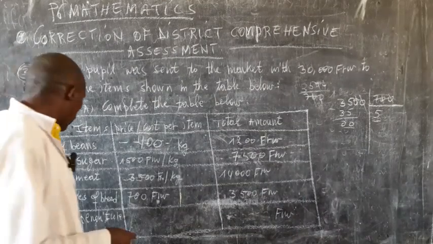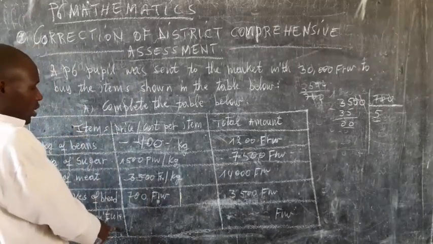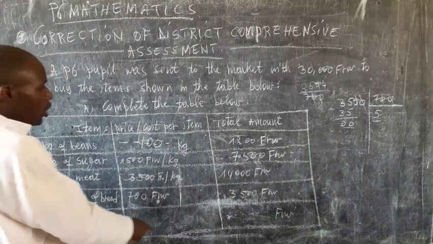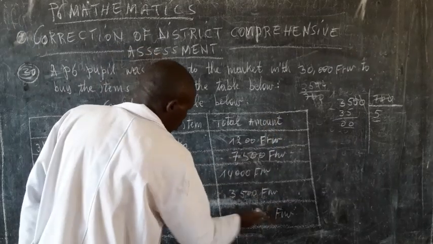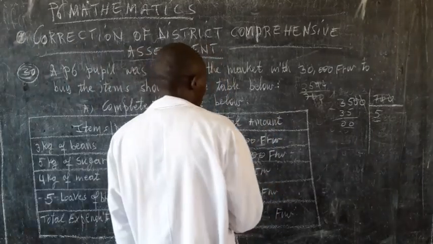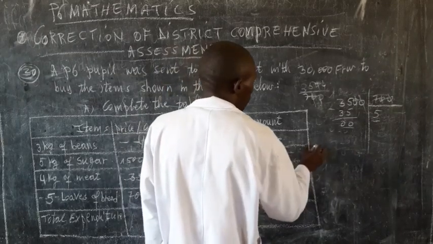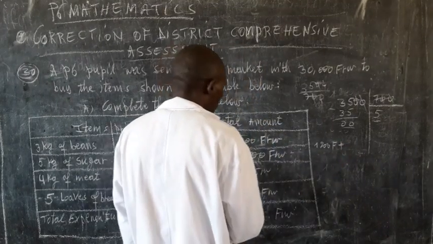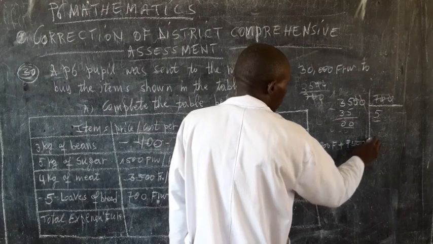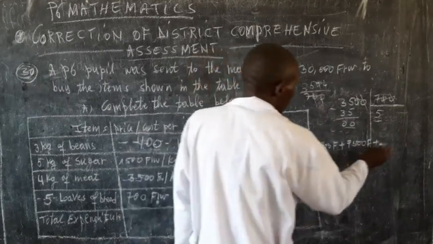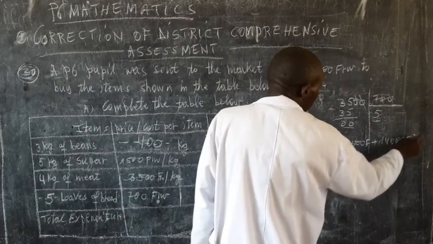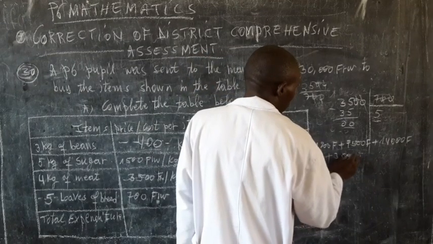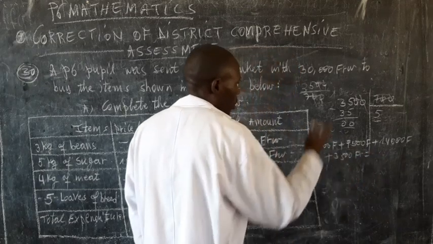Now, we're going to find the total expenditure. Total expenditure, as you see, we're going to add total amount in order to get total expenditure. We're going to take 1,200 flats plus 7,500 flats plus 14,000 flats plus also 3,500 flats, which we need to add.